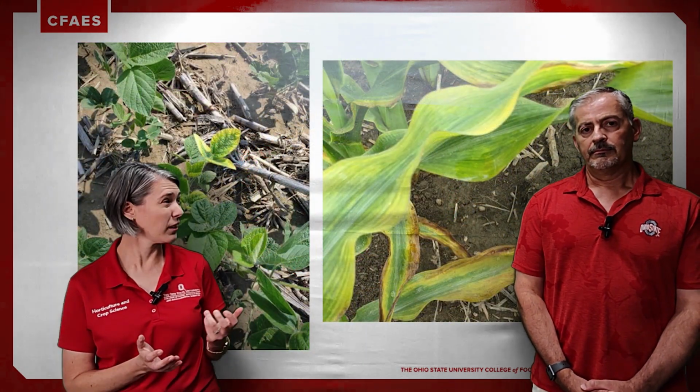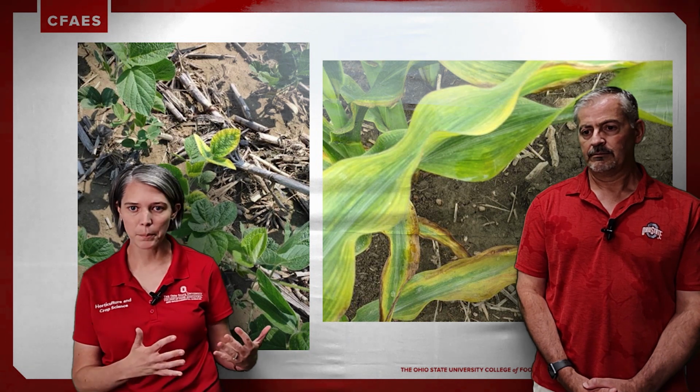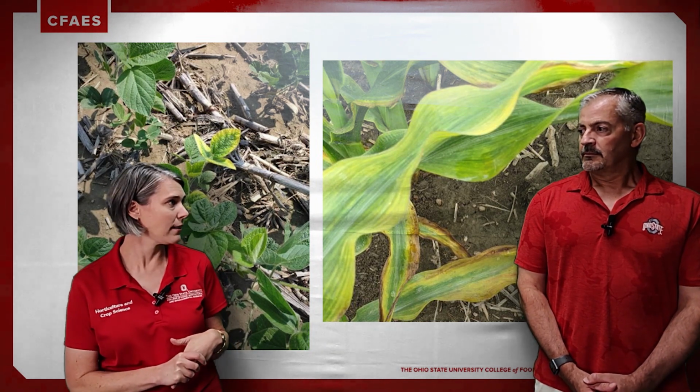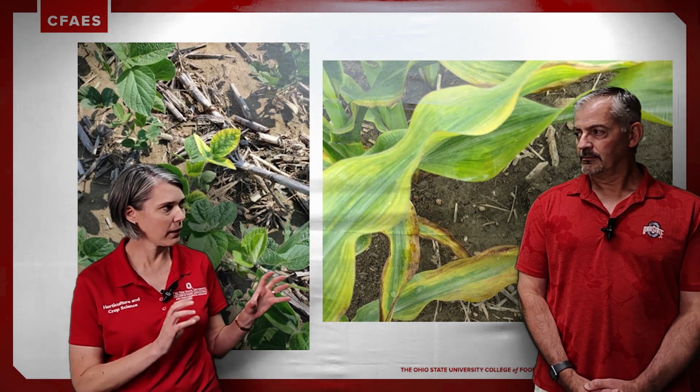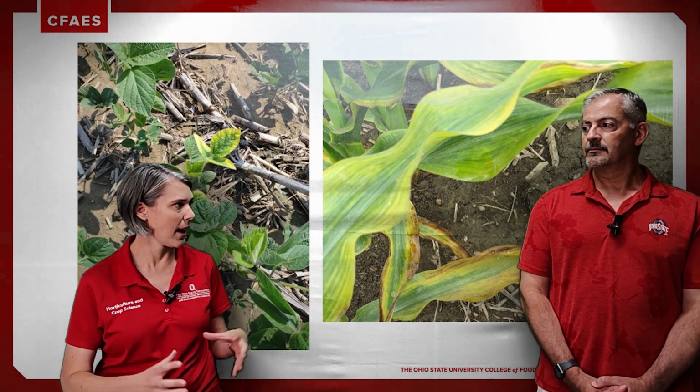So today we're going to talk about soil fertility and issues that have popped up in the state this year. Early on in the growing season, we had some really dry weather, and I was getting a lot of pictures that looked like potassium deficiencies in both corn and soybean. Jim, can you talk a little bit about the interaction of dry weather and potassium?